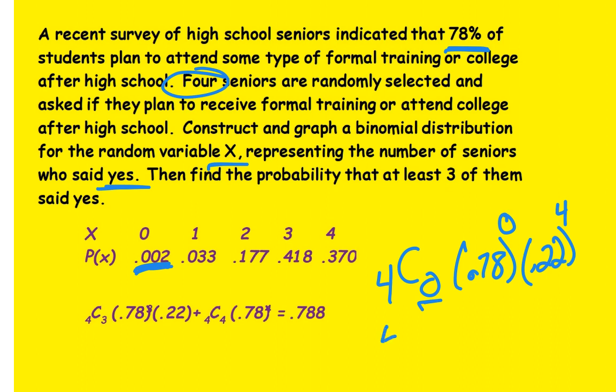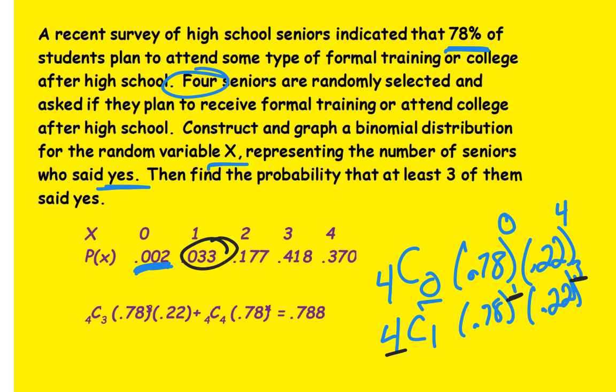So 4C1, 0.78 to the 1, 0.22 to the 3. One thing to notice, 3 plus 1 gives you 4. That gave me 0.033. And keep going. 4C2, again 0.78 to the 2, 0.22 to the 2, 0.177. Do that for each one of them.